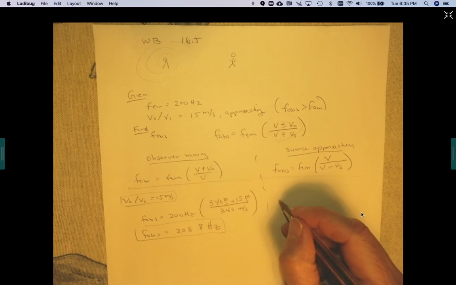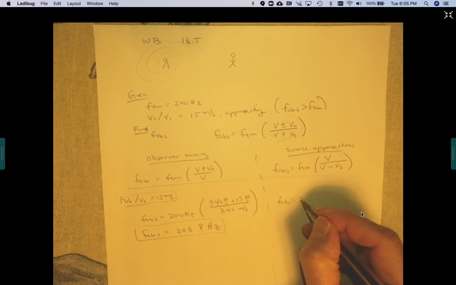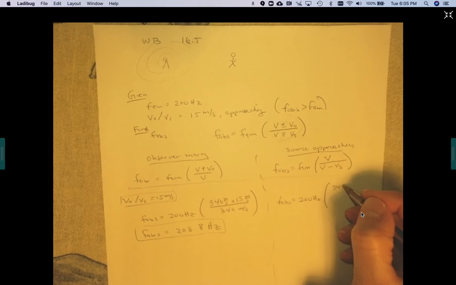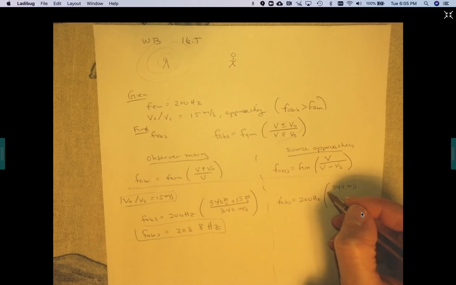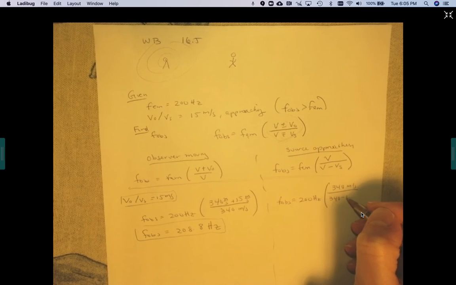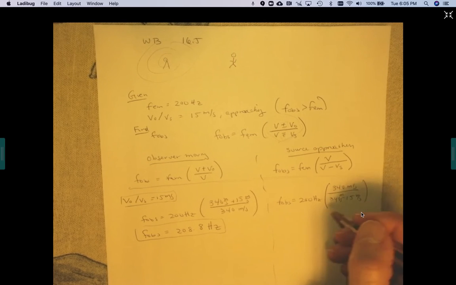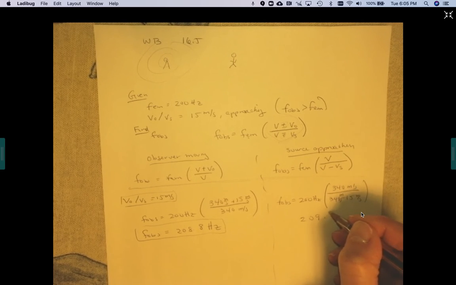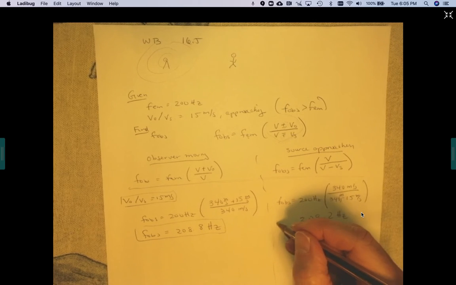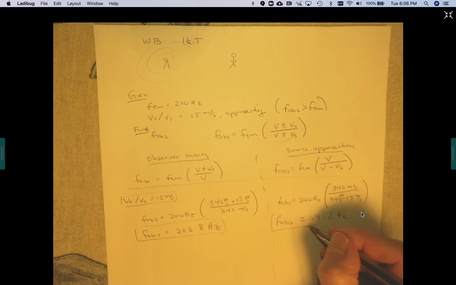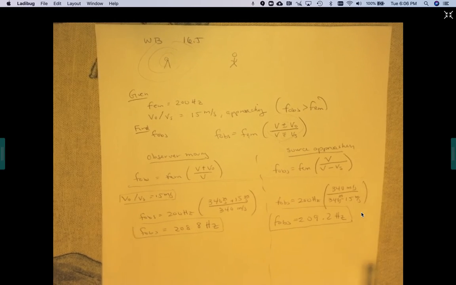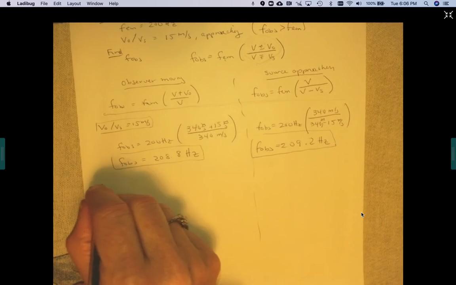Okay, and then on this side, F observed is 200 hertz times 340 meters per second over 340 minus 15 meters per second. And here we get 209.2 hertz. Okay, so not the same. You get a bigger shift when the source is moving. All right, and then let's do the last part of it.